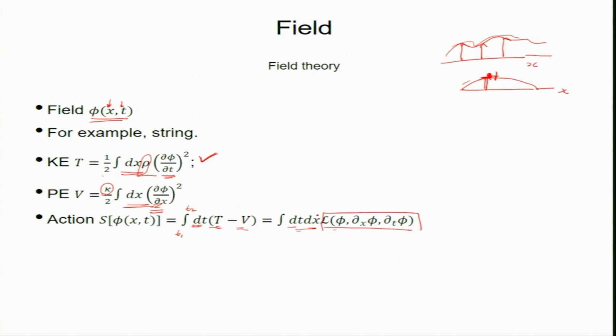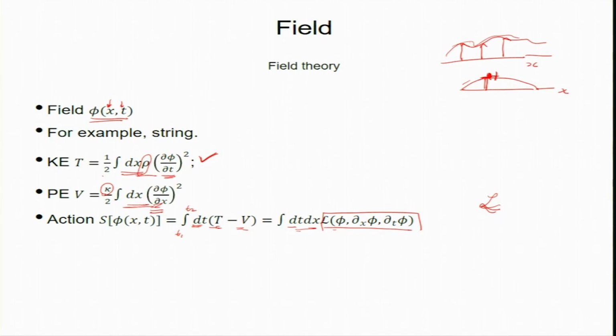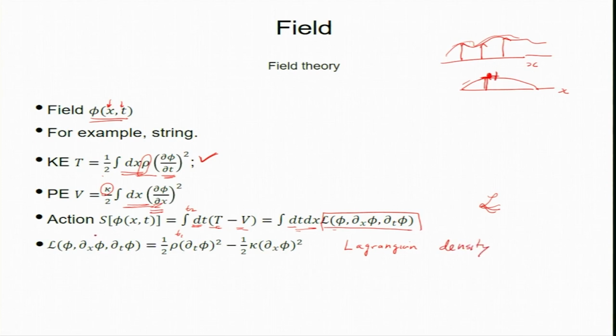In particle dynamics we had only an integral dt. Now, we have dt dx in 1D, but in 3D it is going to be dx dy dz. So, in 3D we will have a 4 dimensional integral, dt and 3 space dimensions, and this curly L is called the Lagrangian density. The integral of T minus V dx is the Lagrangian.